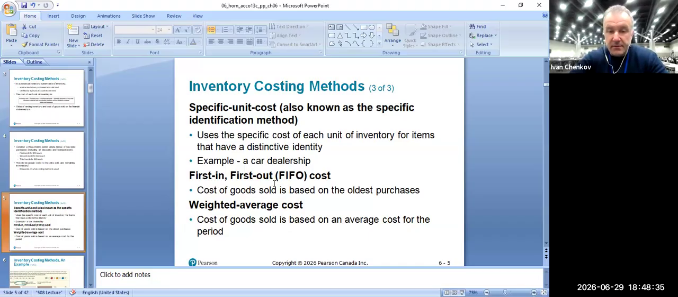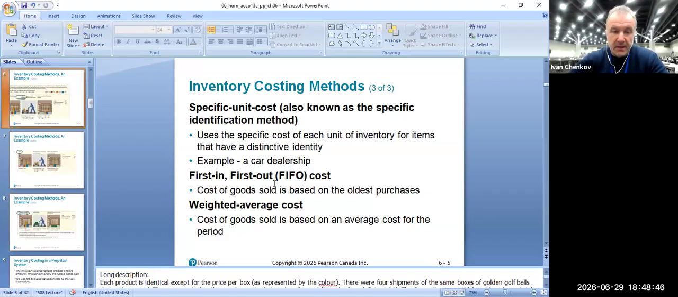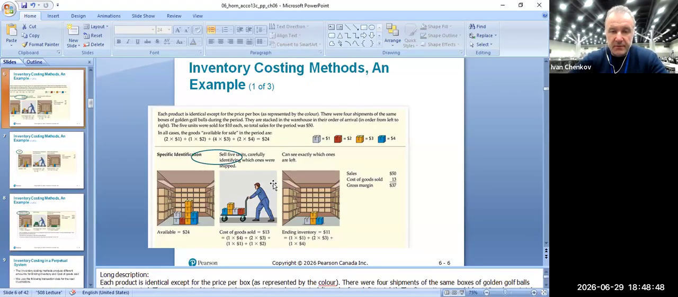With the weighted average cost, every time we make a purchase, we calculate the weighted average, and that will be the cost for the units that we sell. So we're going to start with an example, and you're going to see it in the example.